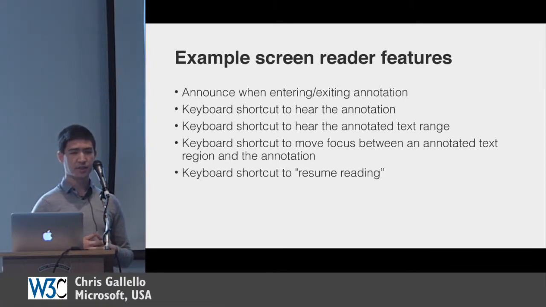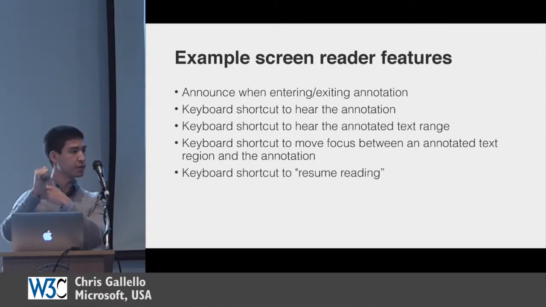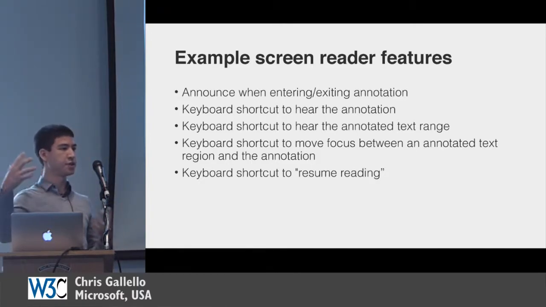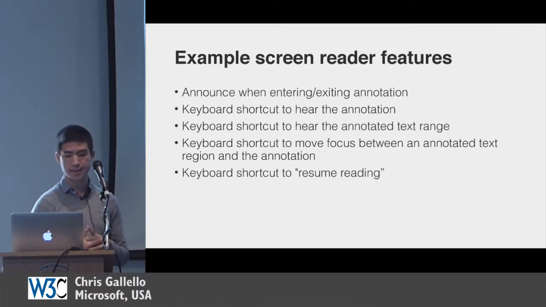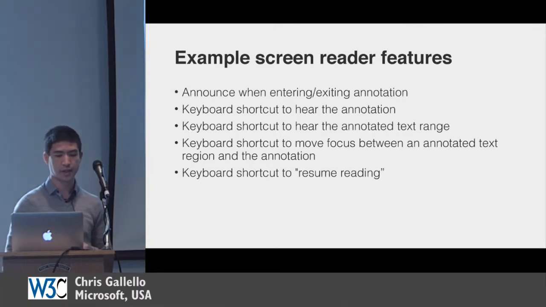When it comes to screen reader features that could make use of this, we want to allow screen reader users to understand that there's an annotation in the document when they're reading. So when they're cursoring using the arrow keys, you might hear "entering annotation" or something like that. Then there should also be keyboard shortcuts to allow you to jump between the annotation and the annotated text, and then finally to jump back and resume reading as you were originally before you went to the annotation.